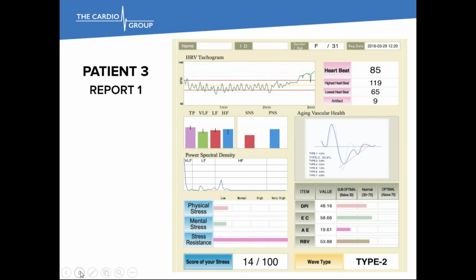So when we look at this patient's total power, it's actually reasonable. When broken down into the 3 different frequency domains, very low frequency, low, and high frequency, they are all pretty good, and you can see that this person is pretty zen-like. Their parasympathetic tone is dominant. Physical stress is quite low. Stress resistance here is very high, and mental stress is low. So for an athlete, this would be a good day to work out really hard. They have a low stress score of 14 over 100.